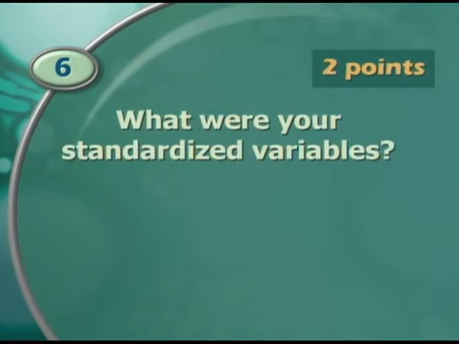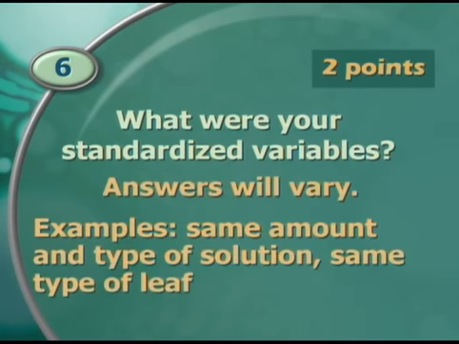Question number 6, what were the standardized variables? Again, you could have put several different things for this answer. The same amount of solution, okay, you filled up the beakers to the same depth, the same type of solution with the sodium bicarbonate, the same type of leaf. Hopefully you used ivy in all of your cups, or you used spinach leaves in all of your cups. You didn't have one type in one and another in a different cup. Same distance from the light source, okay, unless of course intensity was your factor. Any of those, you may have thought of other standardized variables as well.